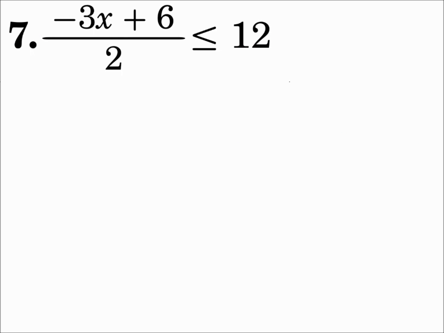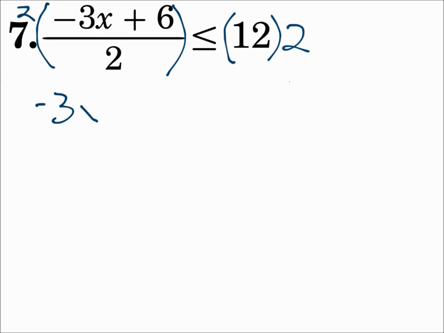Number 7. Negative 3x plus 6 all over 2 is less than or equal to 12. Go down the list. There's nothing to distribute, but I do have a great big fraction there that I would like to simplify. So let's multiply both sides by the LCD. With just one fraction, the LCD is 2. So we'll multiply both sides by 2. On the left, something divided by 2 times 2 cancels out the 2. So we're left with negative 3x plus 6. On the right, we have 24.